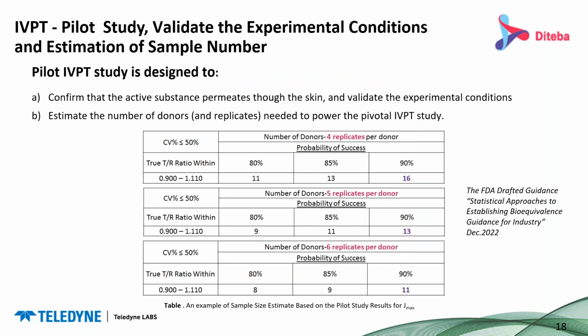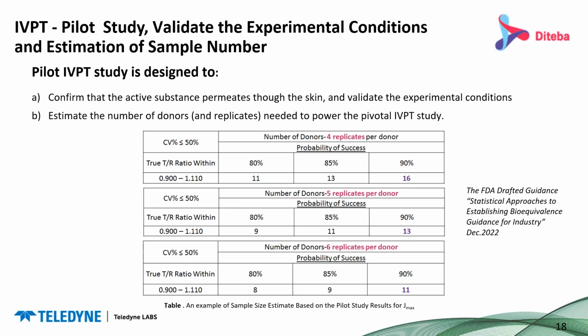Next is the pilot study. The objectives are to confirm that the active substance permeates through the skin and validate the experimental conditions such as aperture, dosing amount, sampling time, stirring rates, etc. and to estimate the number of donors and replicates needed to power the pivotal IVPT study.